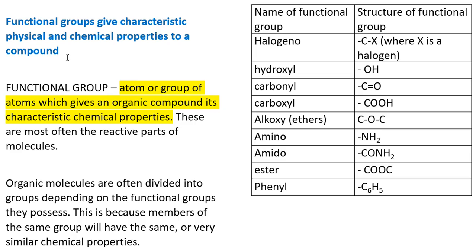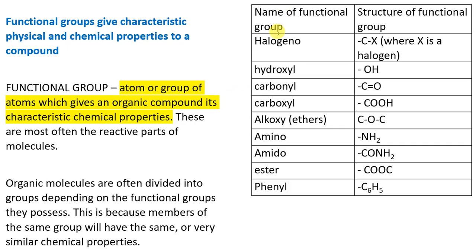What is a functional group? Fairly common question. The answer: it's an atom or group of atoms which gives an organic compound its characteristic chemical properties. These are often the most reactive parts of molecules, and organic molecules are often divided into groups depending on the functional groups they possess. This is because members of the same group will have the same or very similar chemical properties.